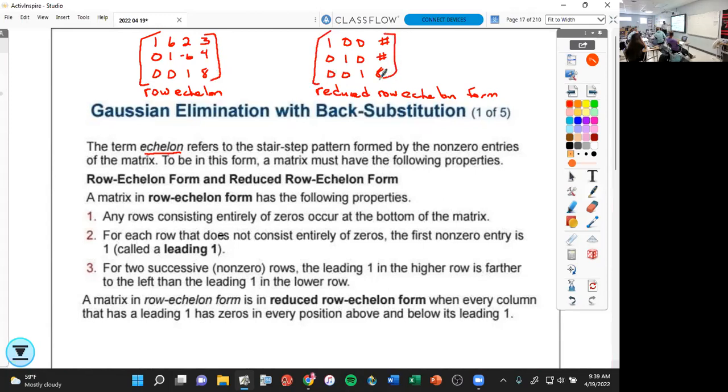What does number 2 mean? For each row that does not consist entirely of zeros, the first non-zero entry is a 1. So it's saying that if there is a 0, the first real number has to be a 1. It is possible that you have a row of all zeros. Obviously, in that case, you don't have a 1. That's what it's saying. Other questions?